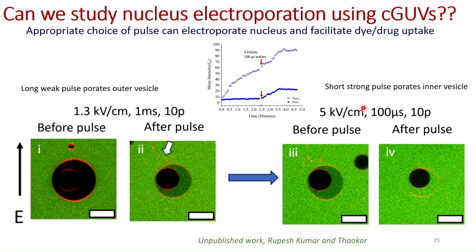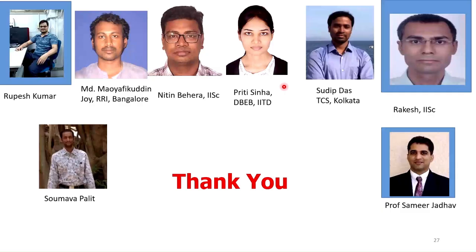And in the next step, he puts a very strong but short electric field, which porates the nucleus, and so the dye can now get inside the nucleus. And this intensity clearly tells that when he puts the second pulse, the dye actually gets inside the nucleus. I'm very sorry for overshooting the time, but these are the students who contributed to the work.